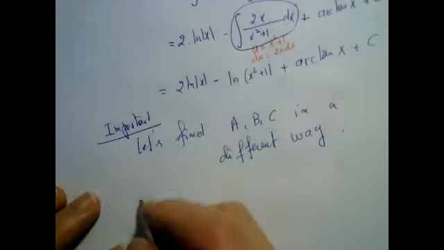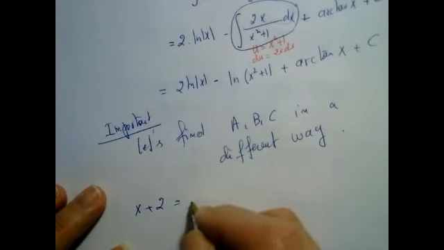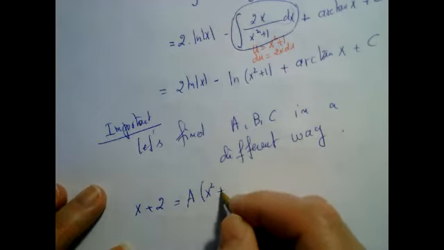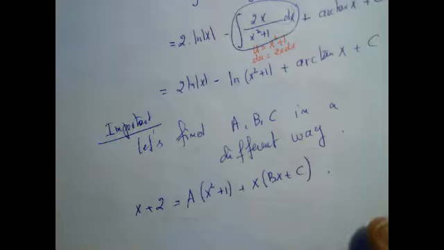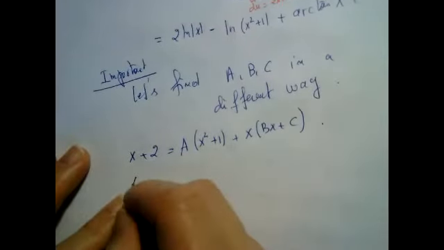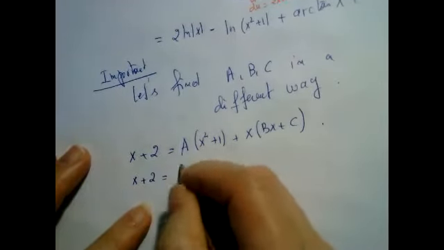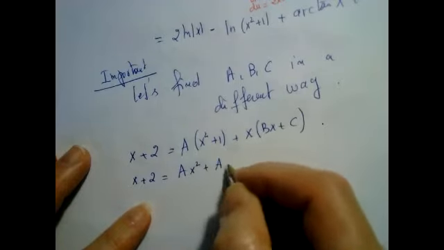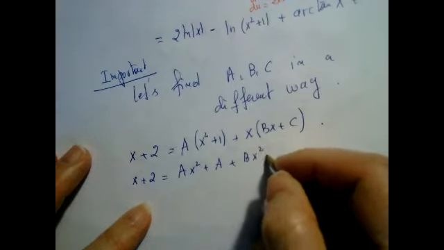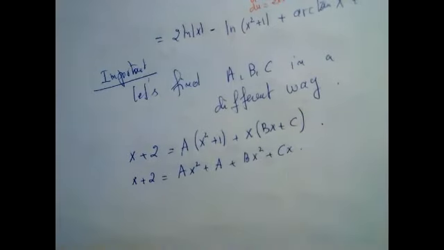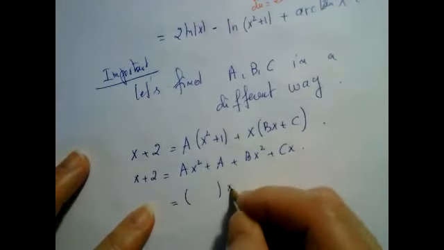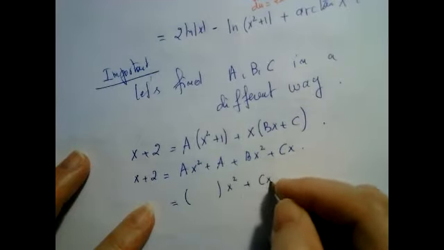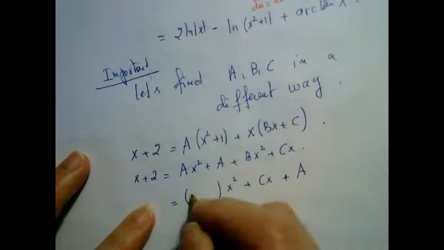So this is the relationship that we use, the equation that we use to find the coefficients A, B, and C. So let's see how this works. It works like this. We basically distribute here: ax squared plus a plus bx squared plus cx. Right? And then we combine the terms in x squared together, the terms in x together, and the constant terms.